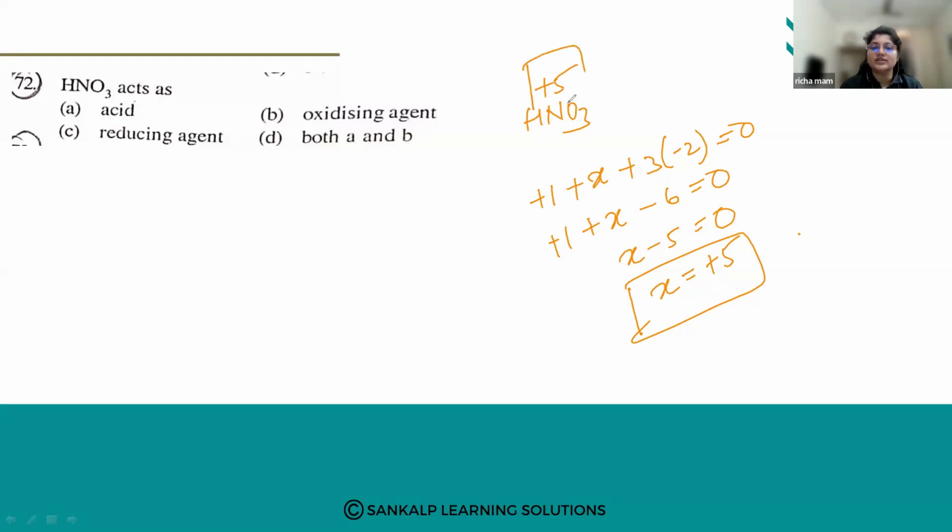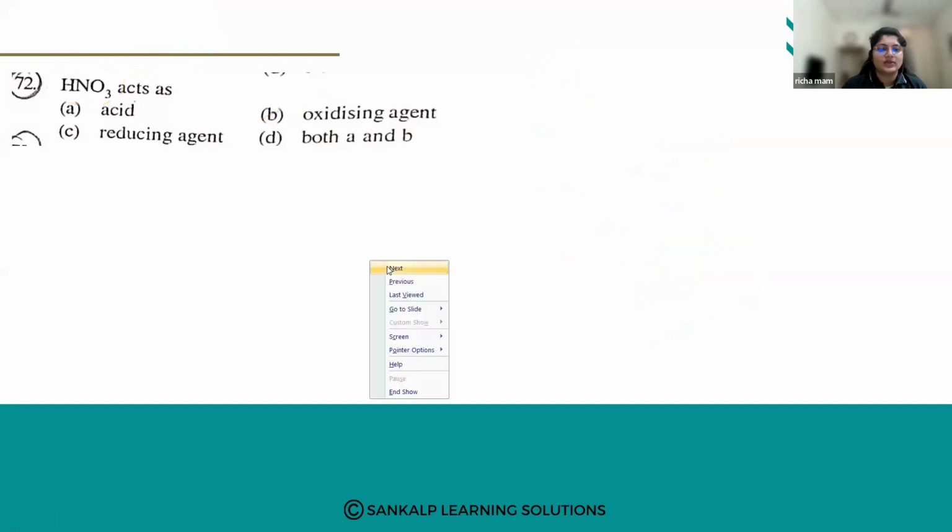So it is an oxidizing agent. Nitric acid is an oxidizing agent, and it is also an acid, right? It is an acid only. So nitric acid acts as an oxidizing agent. Why? Because it has the highest oxidation number. Okay, fine.